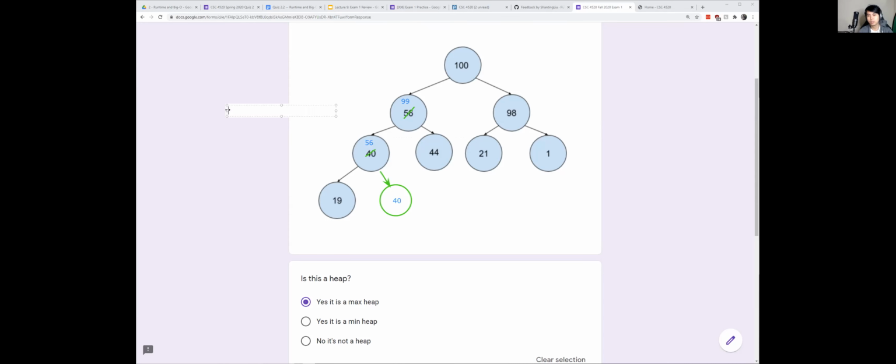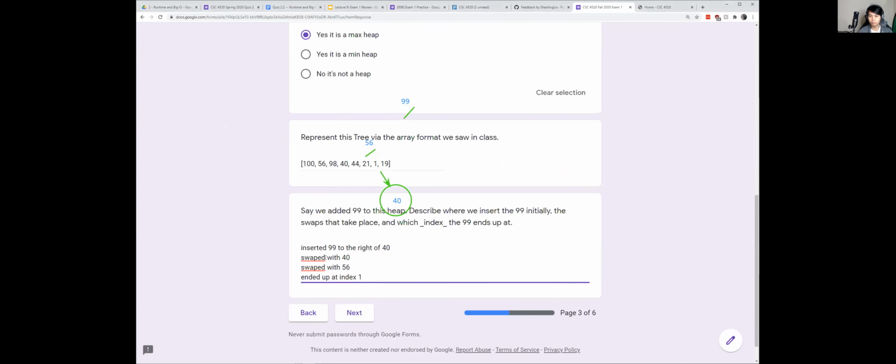So in summary, we inserted 99 to the right of, sorry, to the right of the original 40 here. Swapped with 40, swapped with 56, ended up at index 2, right? Sorry, index 1, because this is index 0, then this is index 1. So this is what I would put, something like that, and we could put it here. You could add a little bit more detail. You can say swapped 99 with 40 and swapped 99 with 56. And then you can also put that this was index 8 in order to get the complete and correct answer here.